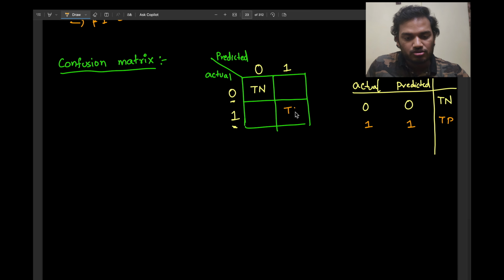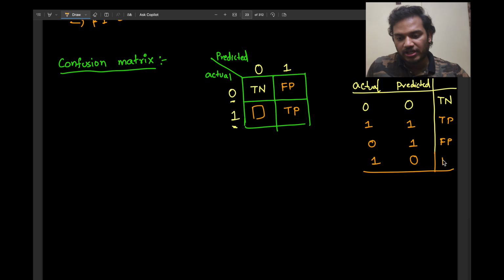So these are called true positives. And similarly, let's try to see what these two are. For this, the actual output is 0 and the predicted output is 1. Such points are called false positives. So this point will be called a false positive. And whenever the actual output is 1 and the predicted output is 0, we call it a false negative. So these are the three different points.